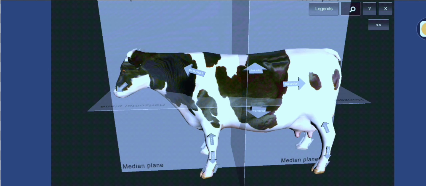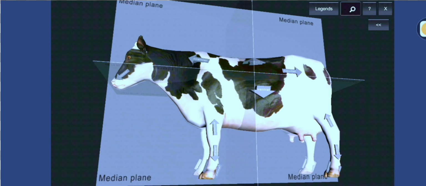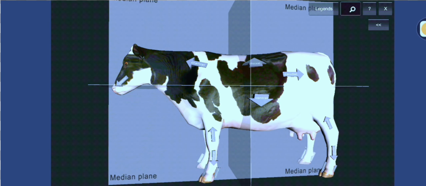Dorsal and ventral are different for human beings and animals. I'm going to discuss that. Ventral means the belly side, where we have the stomach. But in veterinary anatomy it is described as the part of the body which is facing towards the ground. That is ventral. In veterinary anatomy and in human anatomy, it's different.